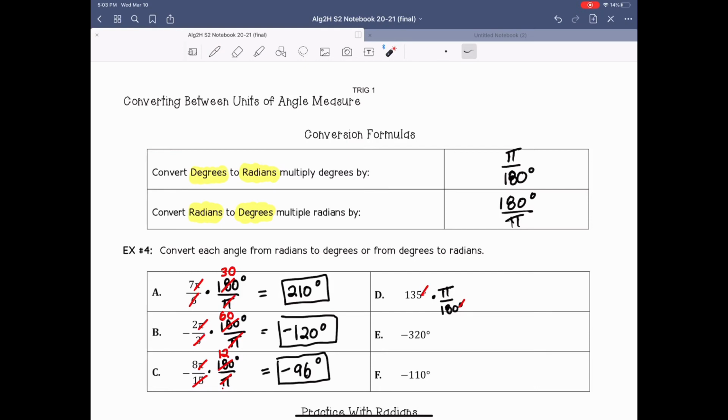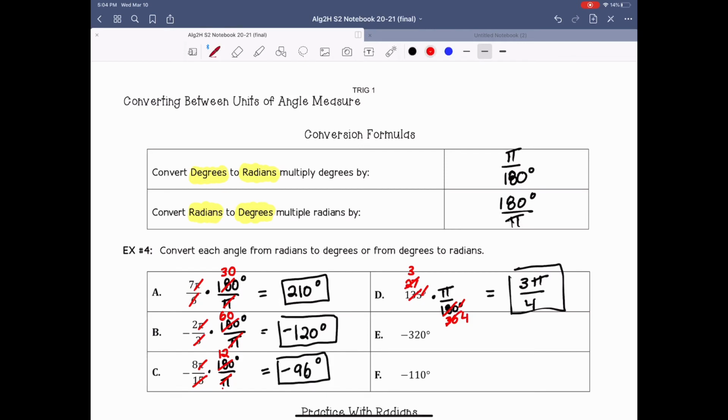Well, this isn't going to simplify very cleanly, so let's see what we got here. Well, 135 and 180, at the very least, I know both of those are divisible by 5. So let me take 135 divided by 5. That's going to give me 27. And then 180 divided by 5, that's going to give me 36. And I know that 36 and 27 are both divisible by 9, so I could break it down even farther. 27 divided by 9 is 3. 36 divided by 9 is 4. So I'm going to be left with 3 pi on the top and 4 on the bottom. So the radian measure of 135 degrees is 3 pi over 4.